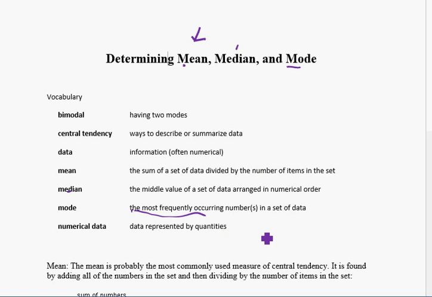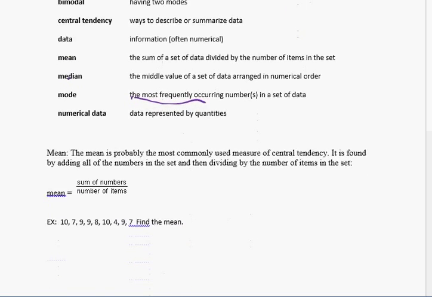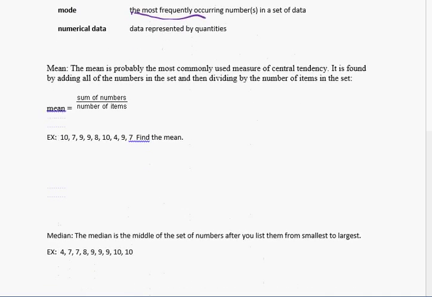Numerical data, it's just data that represents quantities. Like if you counted how many cars went by my house, that would be a quantity. It's an amount, and it's data. All right, so let's start moving down through this. There's three things in this lesson: mean, median, and mode. So let's get started with mean first.